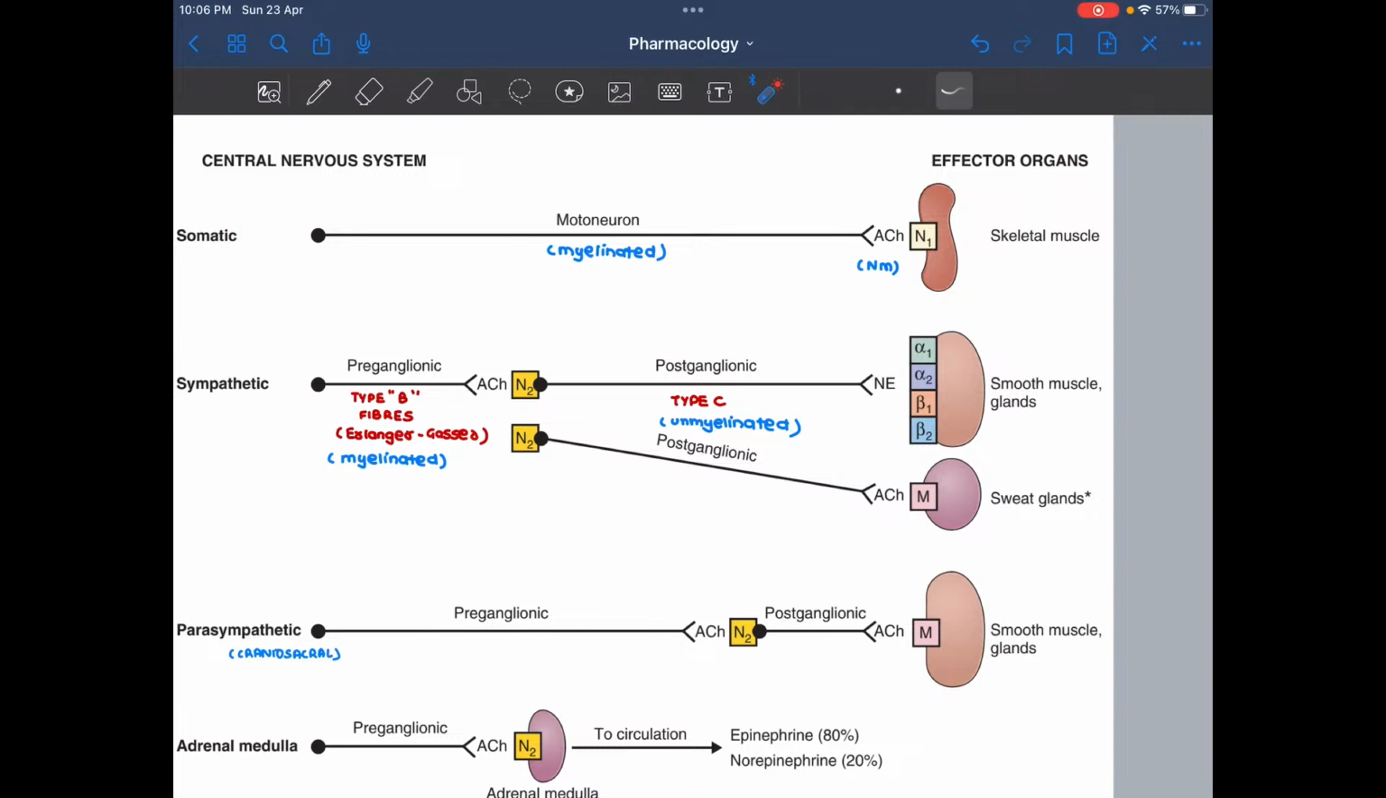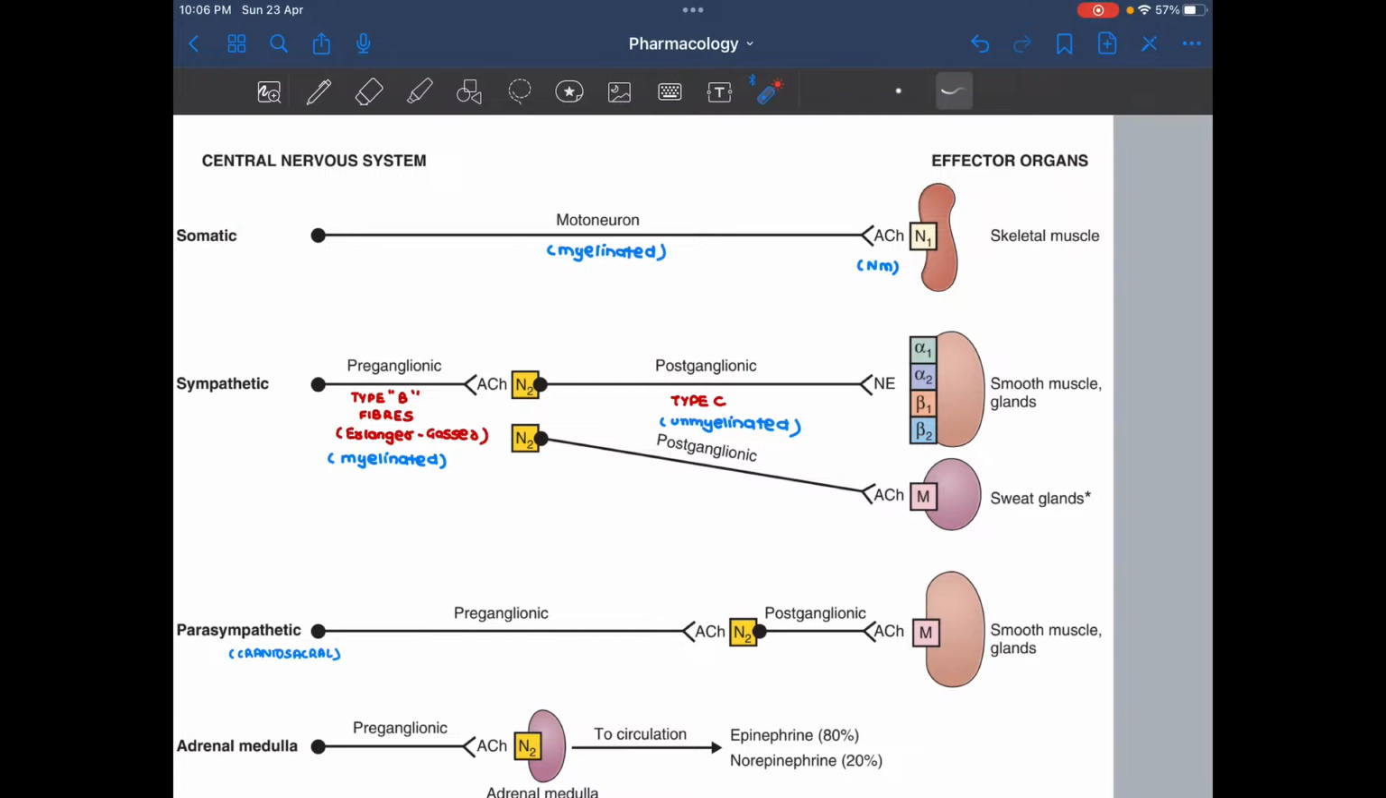What about the parasympathetic nervous system? If you see the parasympathetic nervous system, the first thing is that the preganglionic neuron is going to release acetylcholine, just as we have discussed. Every preganglionic neuron, whether from the sympathetic or the parasympathetic nervous system, is going to release acetylcholine, which works on the NN type of receptor. And now, what are the postganglionic neurons going to release in case of parasympathetic? They're going to release acetylcholine.